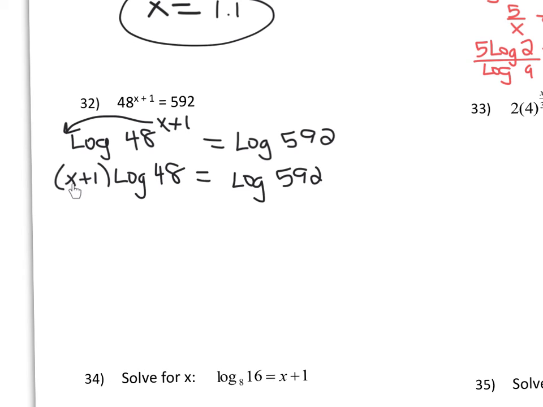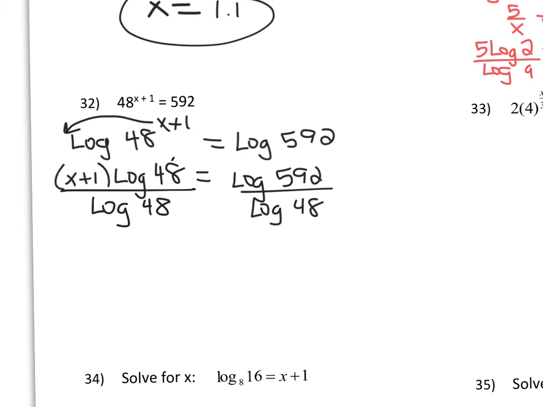All right, so we're trying to get the x by itself, and it's in parentheses, but these parentheses are being multiplied by log of 48. So we want to get rid of the log of 48. So the opposite of multiplication is division. So we're going to divide both sides of the equation by log of 48.